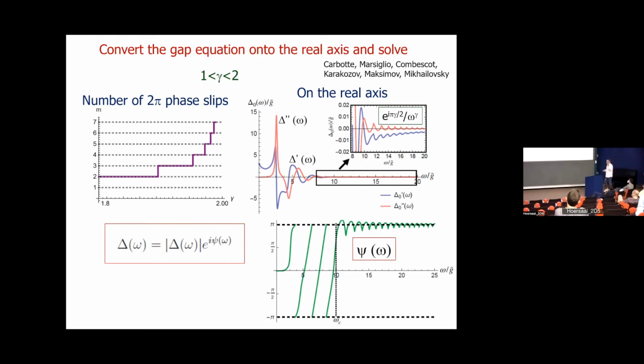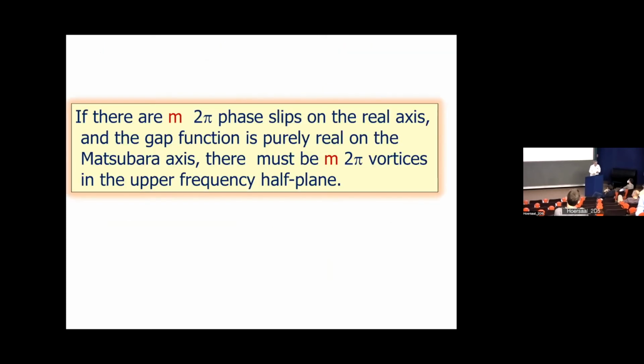So the number of 2 pi phase slips jump by 1. Great. Now we have an interesting situation. On real axis, the phase of the gap jumps by 2 pi, obviously reflecting the fact that in some cases, the system wants to react to interaction being almost repulsive. On Matsubara axis, there is completely regular behavior, which is, of course, a reflection of the fact that interaction is completely attractive on Matsubara axis.